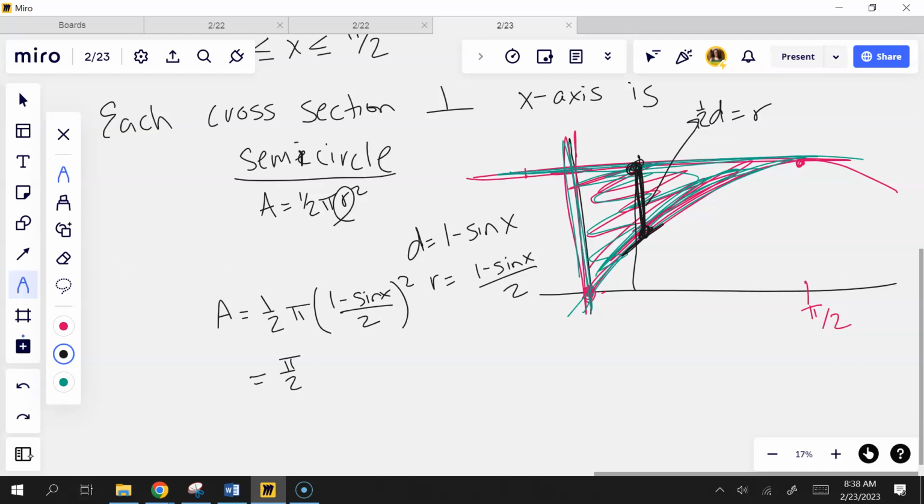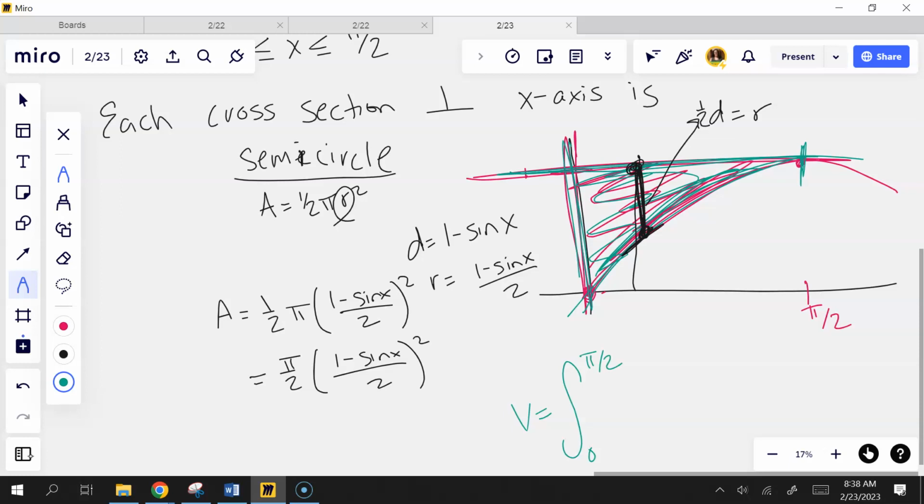I'm probably just going to leave this as is and assume that this is probably going to be a calculator problem. So now for the volume, if I want the volume of this solid, what do I do? I've got to integrate. From what to what? Pi over 2. That's exactly right.